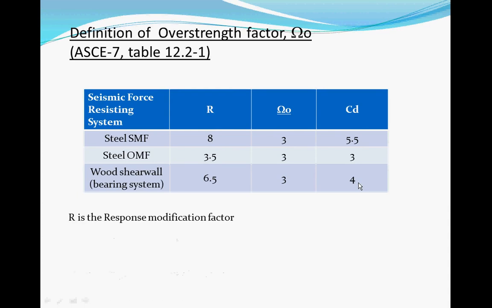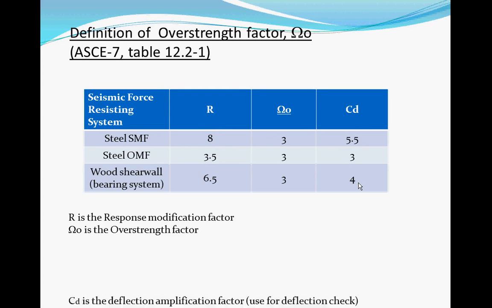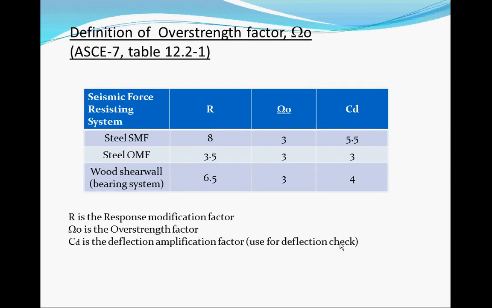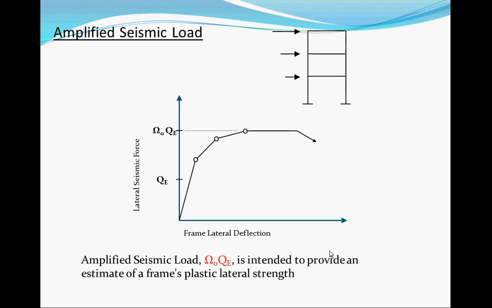R is the response modification factor. Omega naught is the overstrength factor. I'll tell you what that is a little bit later. C sub D is the deflection amplification factor, and it is used for deflection check. For drift check, you use that C sub D term.